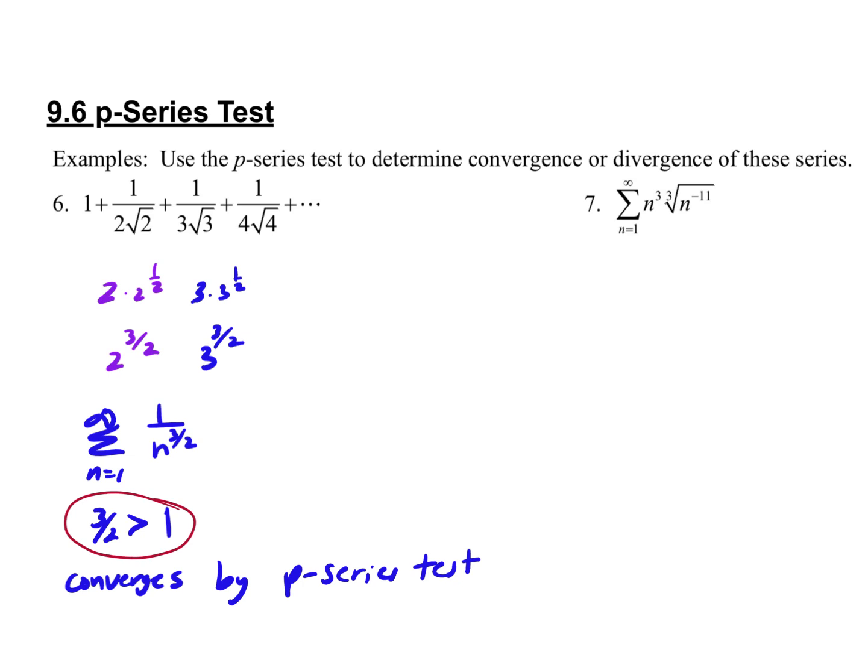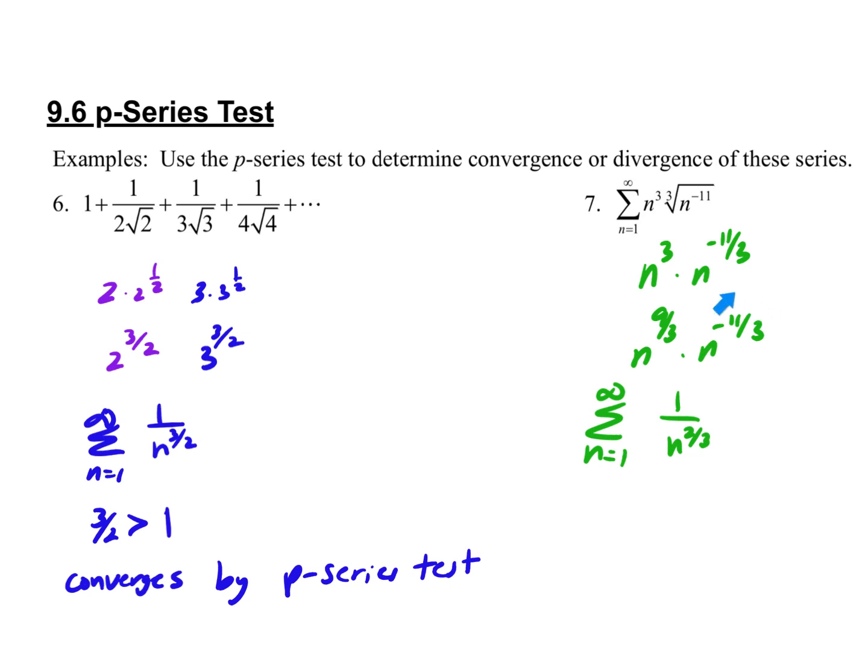All right, now this one over here is a little goofy, right? This doesn't look like a p-series test at all. There's not even a fraction here. But is there? So this is n to the 3rd. How would I rewrite this using rational exponents? N to the what? Negative 11/3. Okay. Well, 3 plus negative 11/3. That's really 9/3. 9 plus negative 11. Negative 2. So this is negative 2/3, which means I can just slide it to the bottom.